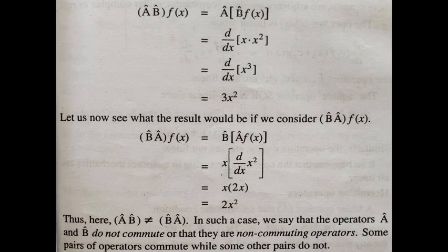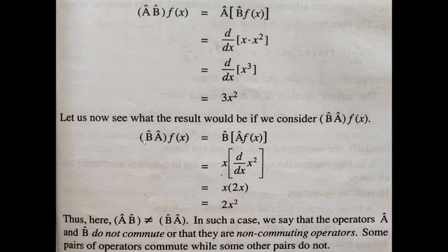We take this b operator outside and the a operator inside. So b operator acting on a hat over fx. This is equal to b, the value of b is x, and then a is d by dx and fx is x square. So here first we do this operation. We put this operator exactly as it is, and this operation will give the value 2x, then we get 2x square. So this means that here we get 3x square and here we get 2x square.